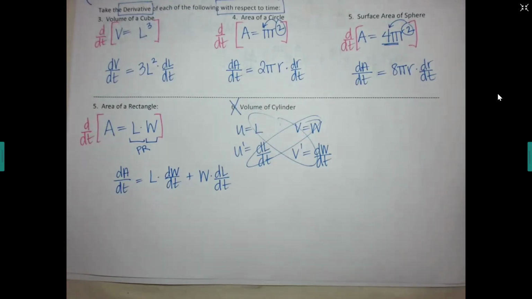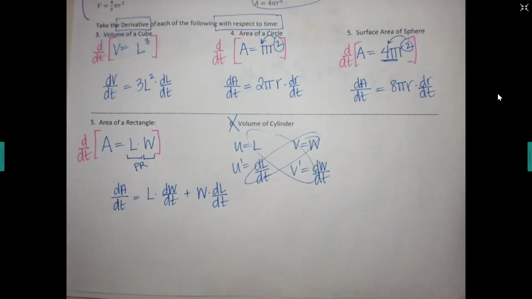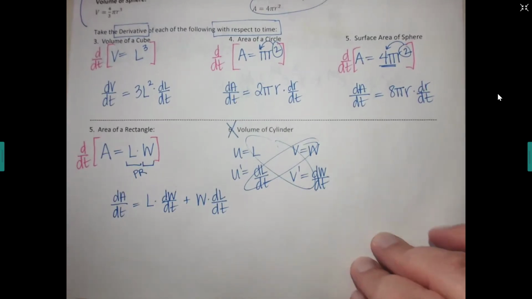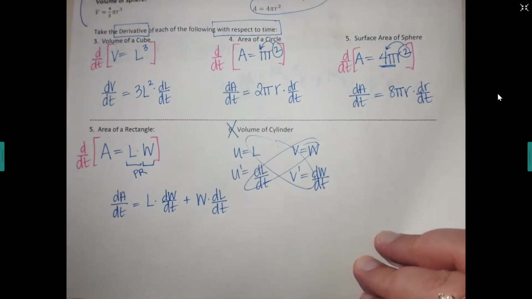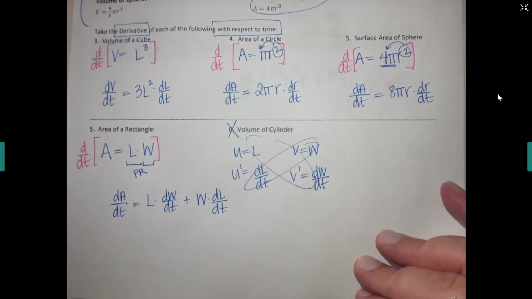So as far as right now, what you should be able to do is take the derivative with respect to time for any of the equations on this page. Some of them will need product rule, some of them don't. Okay. All right. So we're going to add kind of one more layer to this, and then you should have enough practice with it to do most of your homework on related rates. So turn the page.